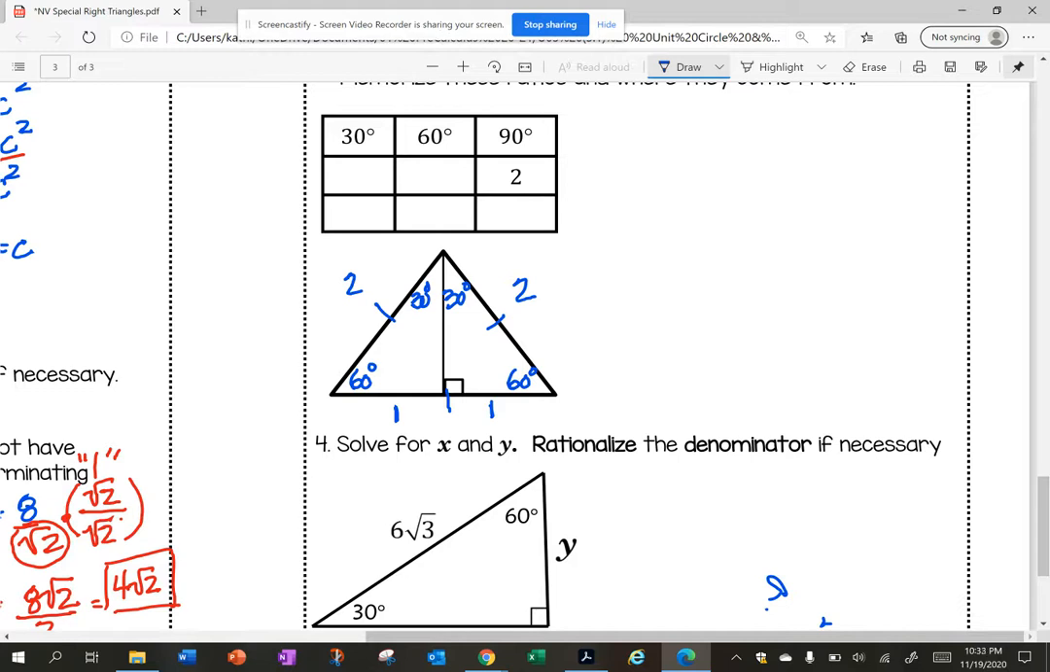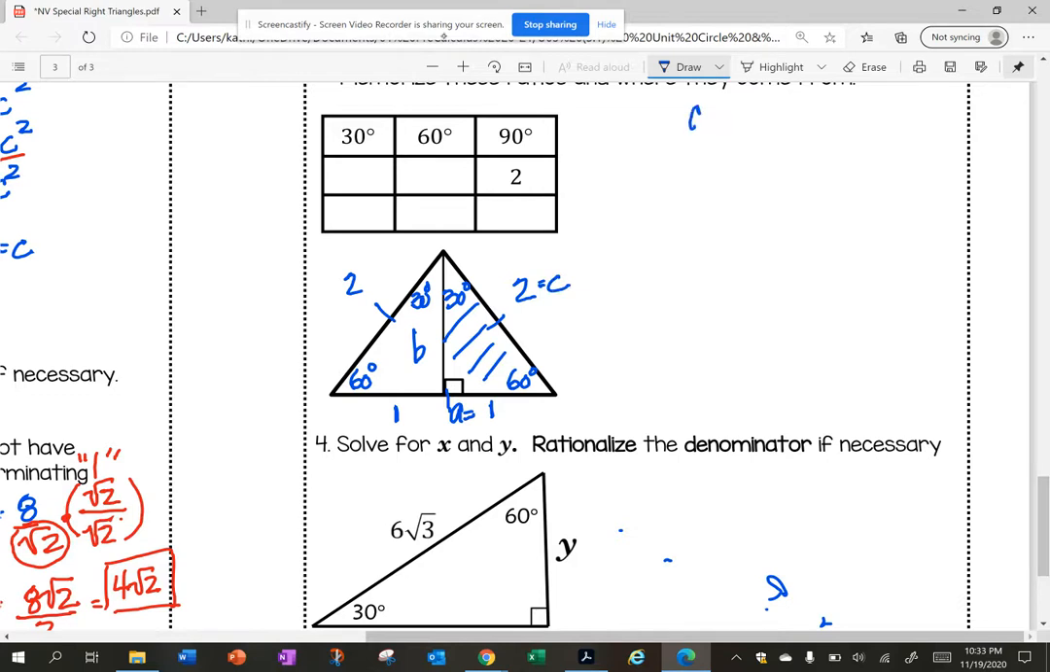So I'm going to just work with one side now, maybe this side here. I know one side, which is called the short leg because it's across from 30. I do not know the long leg. It is across from 60. And I know the hypotenuse is 2. So I'm going to use the Pythagorean theorem again. I'm going to call the short leg 1, the long leg b, and the hypotenuse is 2.